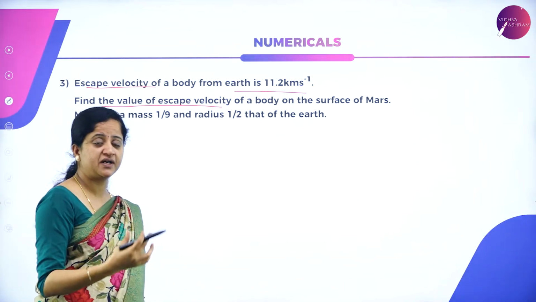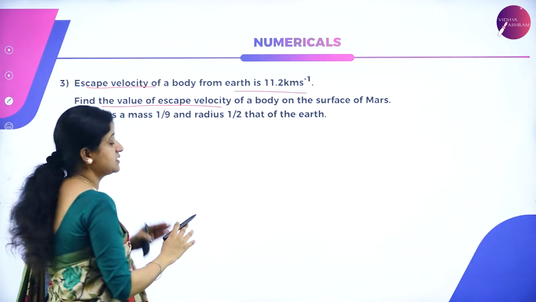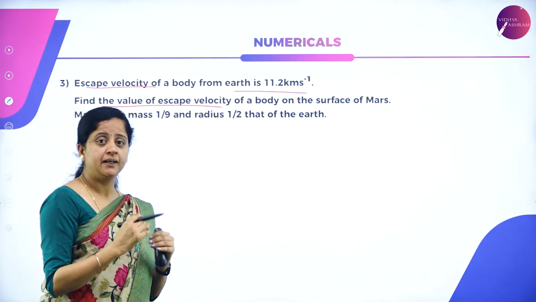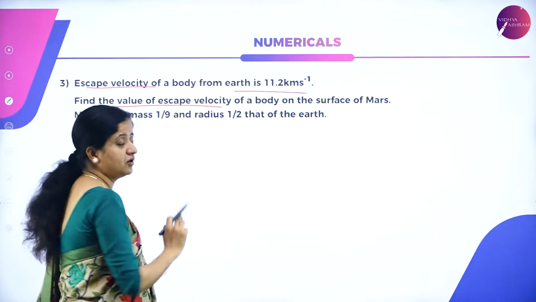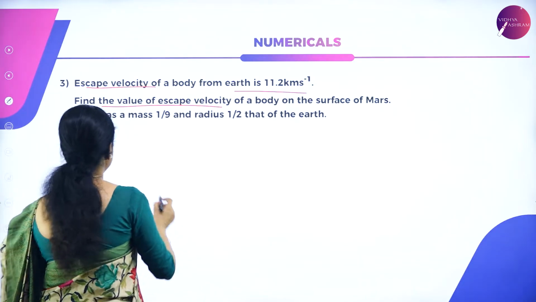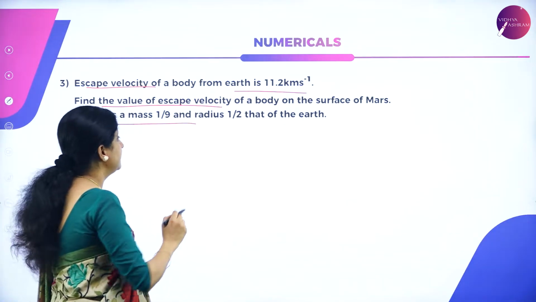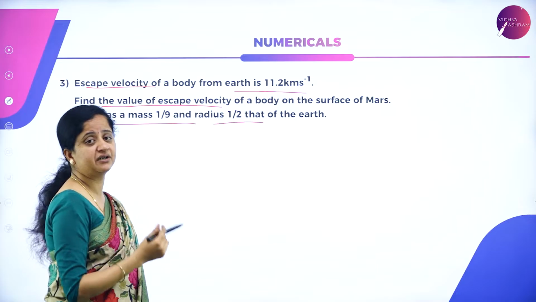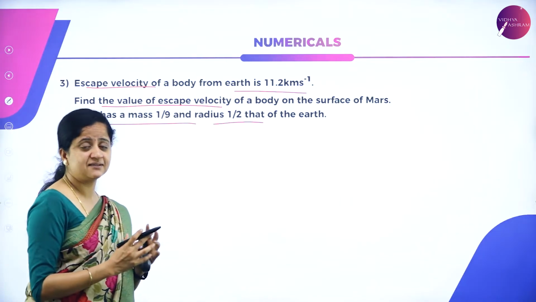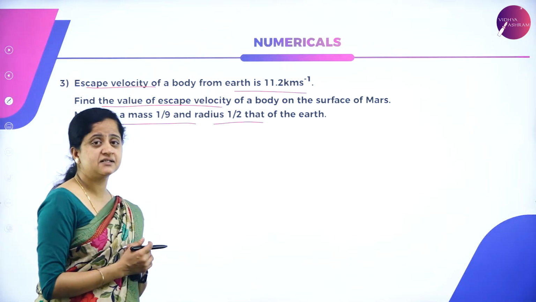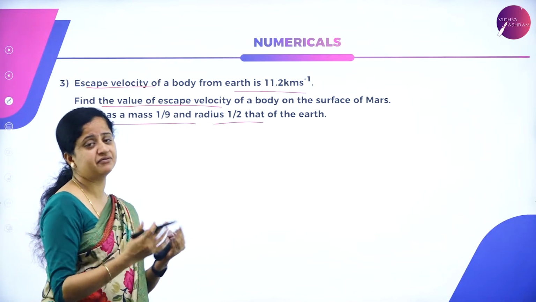Here they are asking us to find the escape velocity of an object from Mars surface. We know the escape velocity is different for different planets. So on Earth it is 11.2 km per second. Now we need to find the escape velocity on the surface of Mars, and it is given that Mars has a mass of 1/9 and radius of half that of the Earth. So the mass is 1/9 times the Earth's, and the radius of Mars is 1/2 that of Earth, which means half of the Earth's.